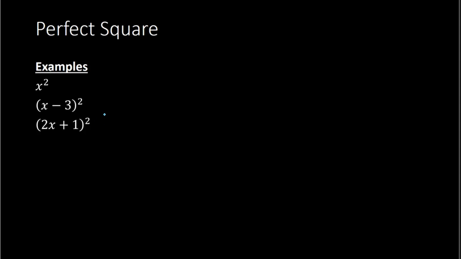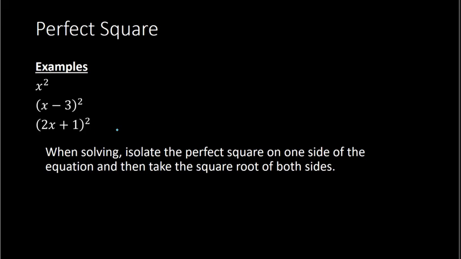And when solving, so if you have an equation and you're trying to solve it, what you want to do is isolate these perfect squares on one side of the equation. So you want to isolate whatever the perfect square is. And then at that point, you can take the square root of both sides.